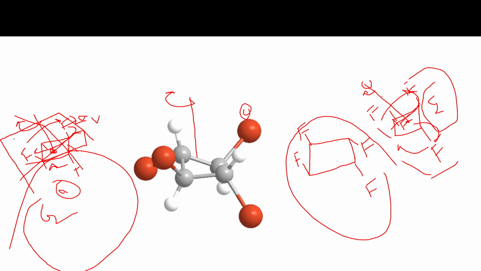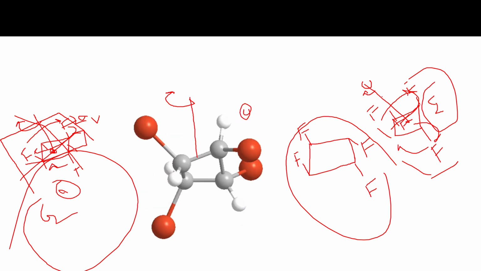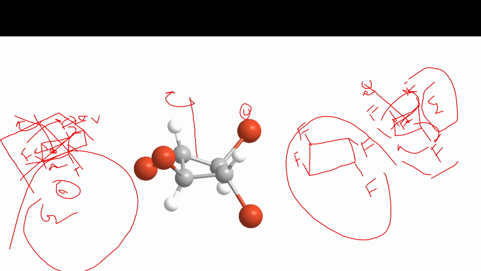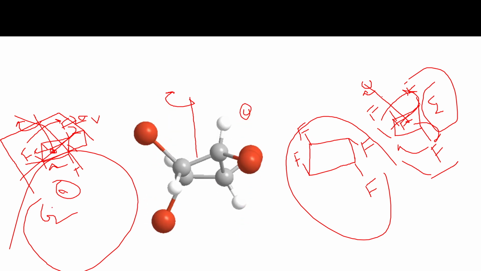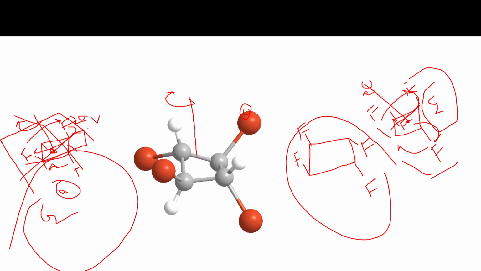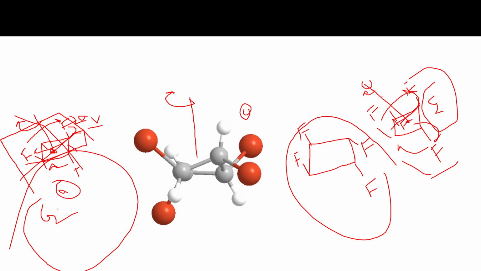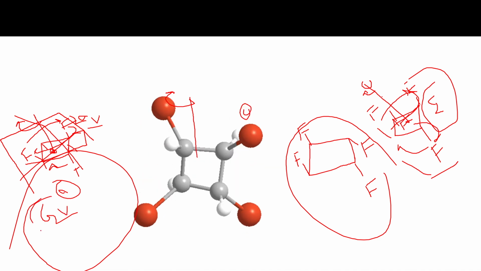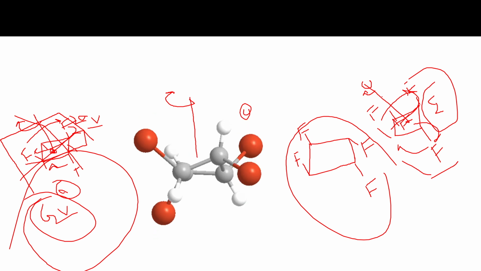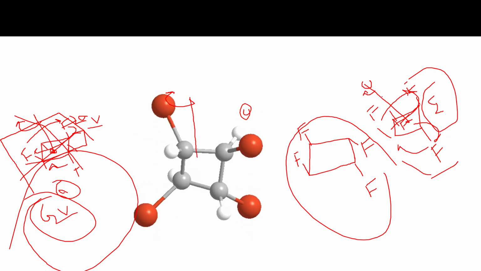Here only one C2 axis is present. So D will come if there are multiple C2 axes. There are no multiple C2, only one C2, so C will come. Then we have to find out whether sigma v or sigma h is present, so only sigma v is present. So the point group of this molecule will be C2v. Okay.